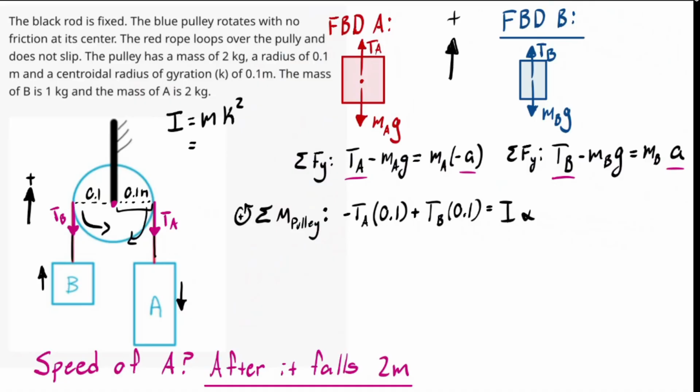The pulley mass was given as 2 kg, and our centroidal radius of gyration is 0.1, and then that value squared. When you do this in a calculator, it's 0.02, I believe. So that's our moment of inertia. We can plug that value in there, so 0.02 times our angular acceleration. Now it still looks like we need to deal with this angular acceleration, right? Because that's another variable we haven't accounted for.